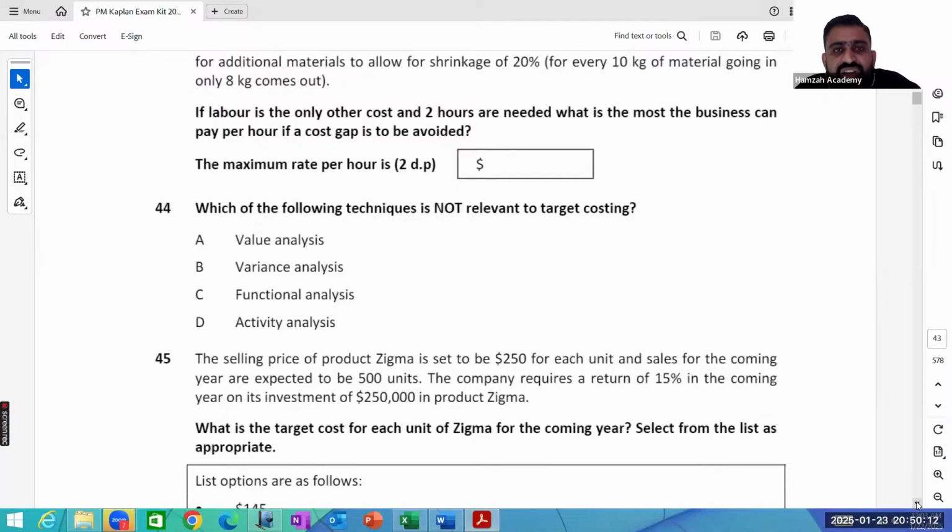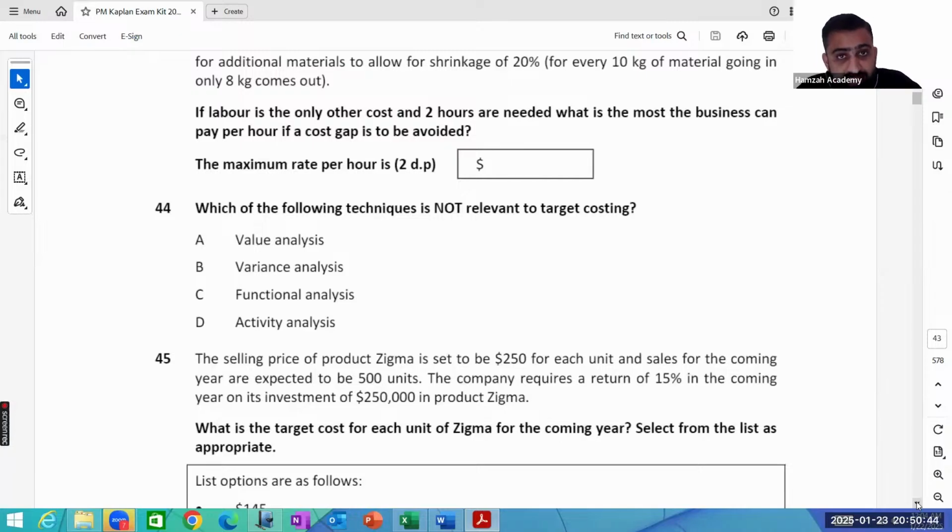Variance analysis is not a technique which is relevant to target costing. Variance analysis relates to planning and controlling activity, where we have some budget and we have actual results and we compare them to identify the variance. As we have maybe studied in the basic study, material price variance, material usage variance, labor rate variance, labor efficiency variance. So variance relates to the planning and control activity, not to target costing.